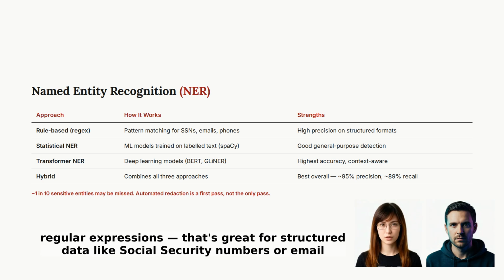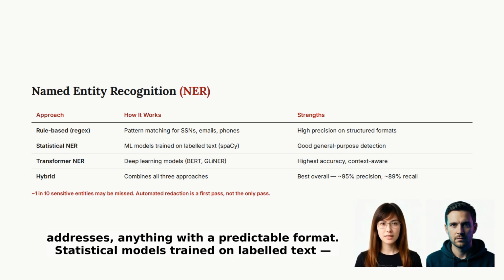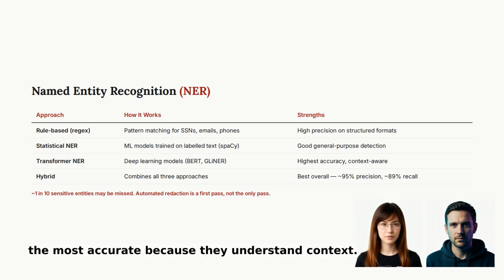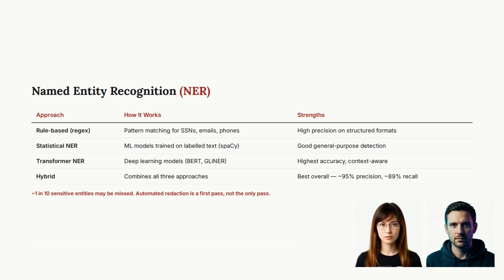Pattern matching with regular expressions. That's great for structured data like social security numbers or email addresses, anything with a predictable format. Statistical models trained on labeled text, those handle names and organizations. And then deep learning transformer models. Those are the most accurate because they understand context.